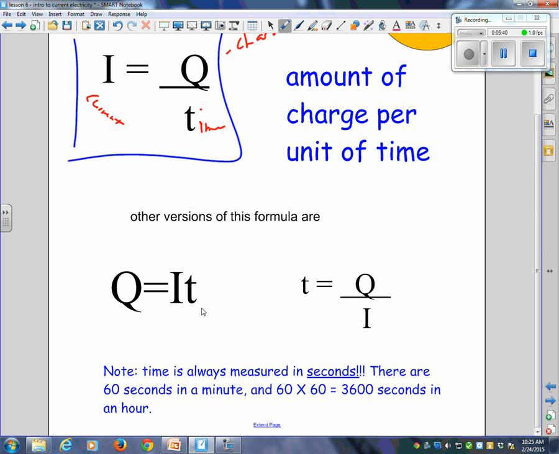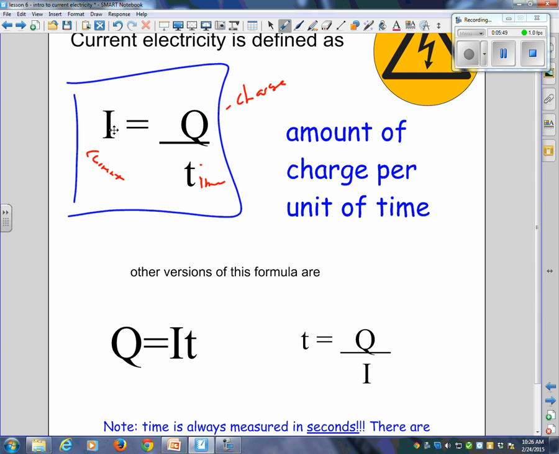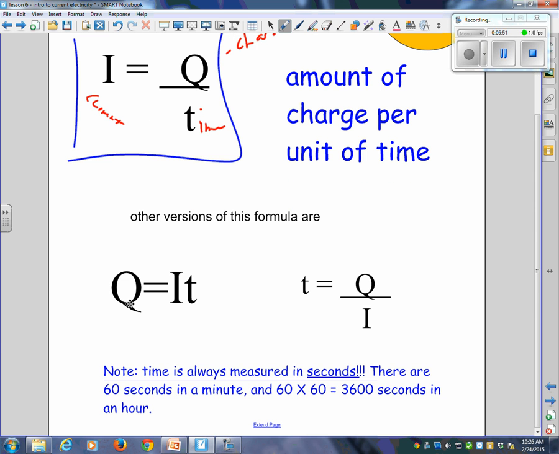And Charlie, you should be writing these down. Excellent. Or T equals Q over I. If you're asked to find current, you're going to use this one. If you're asked to find charge, you use this one. If you're asked to find time, you use this one.